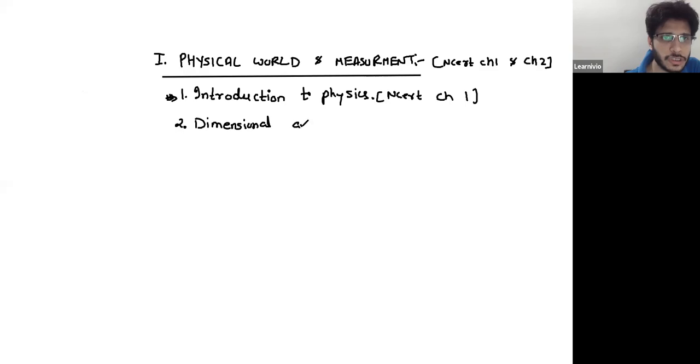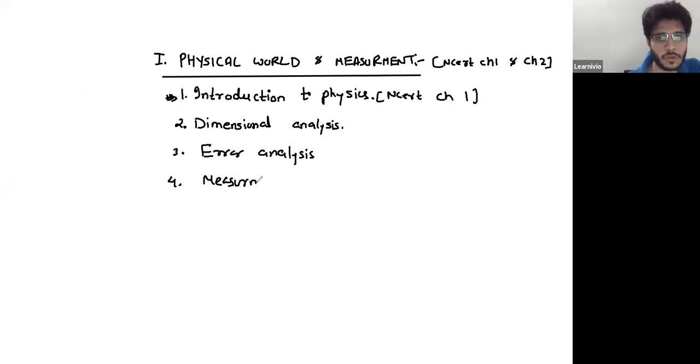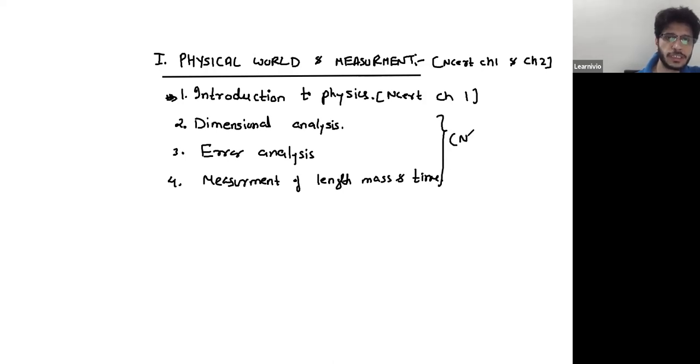The next is dimensional analysis. The next is error analysis. And the fourth one is measurement of length, mass, and time. So these are the four chapters, and they are basically included in chapter number two of NCERT. So I'm not starting with introduction to physics. I'm rather starting with dimensional analysis.